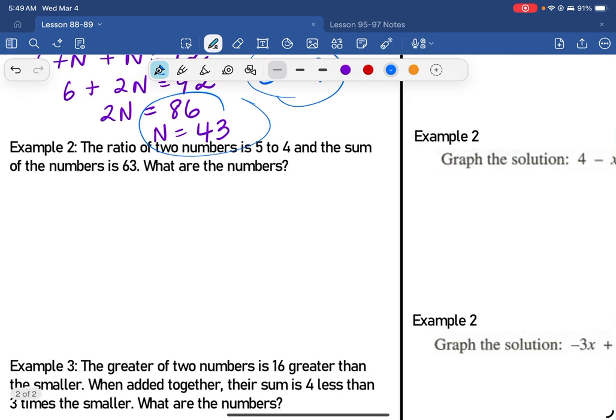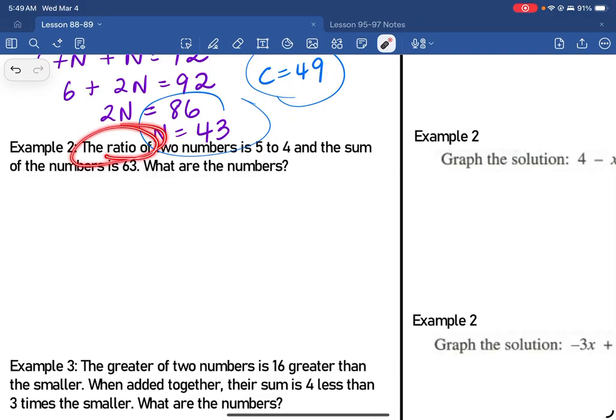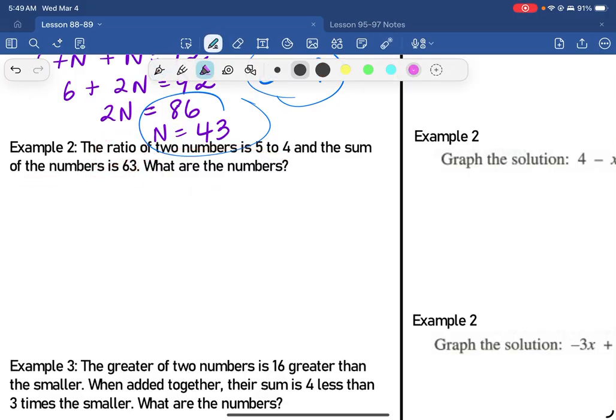Okay, this is the one I really want to draw to your attention, because this isn't one that we've worked before, using ratio. So it says the ratio of two numbers is 5 to 4, and the sum of the numbers is 63. What are the numbers? So when you hear ratio, in fact, I'm going to highlight that because I really want it to stand out to you whenever you're working these in your homework. You're going to solve ratio word problems like this.